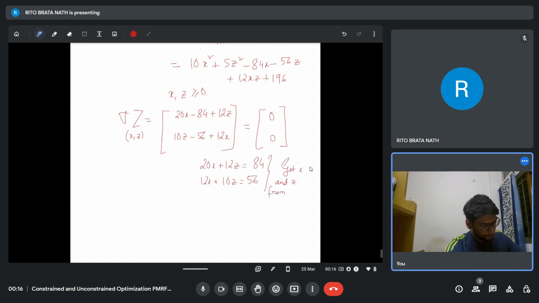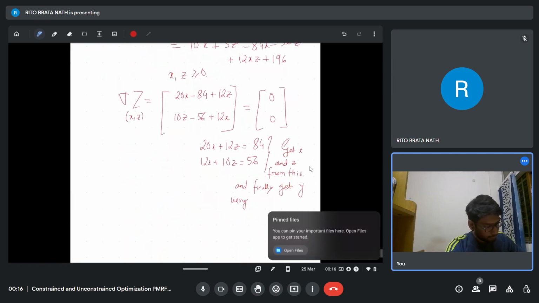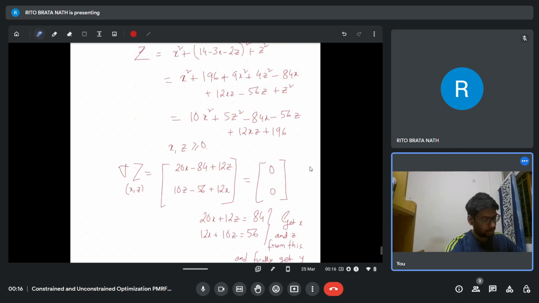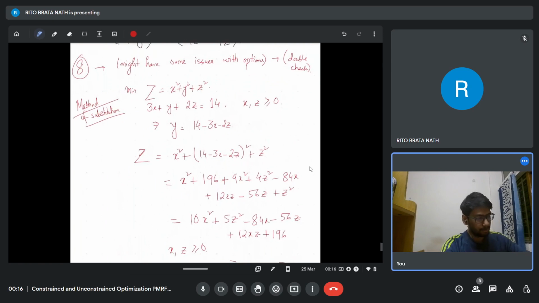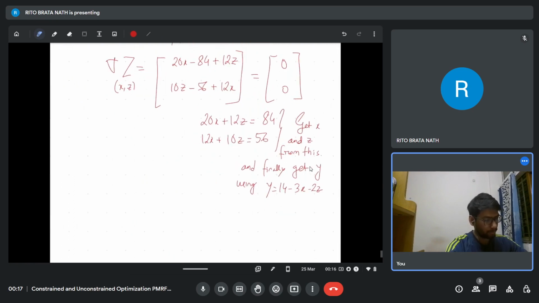and finally you can get y using the expression that you had, 14 minus 3x minus 2z. So yeah, this is how you solve this problem, by method of substitution. But once you solve this, you have to check whether both x and z are positive or not. Check if both x, z are greater than or equal to 0 or not.